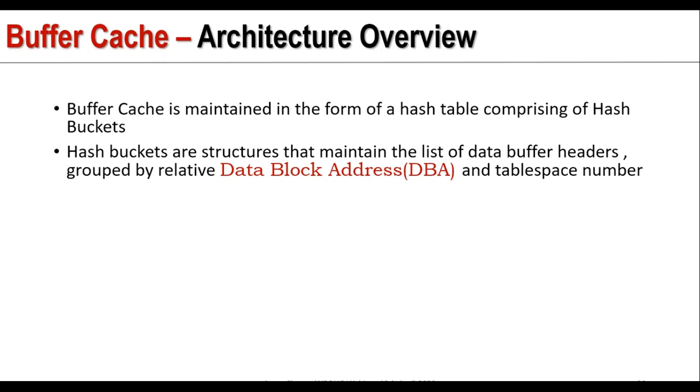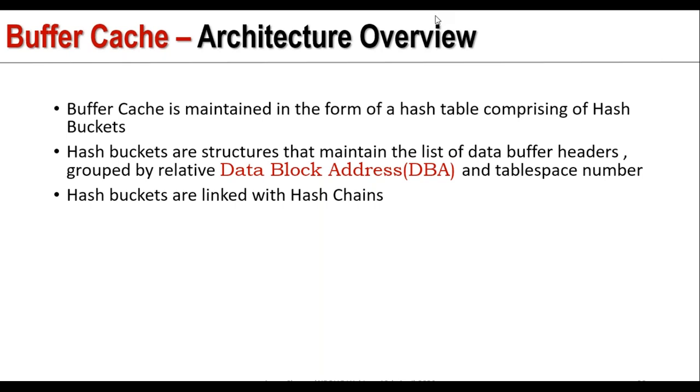Data block address is basically a 22-byte number, comprising two things inside: a tablespace number and a block number. So when you access a block, for that particular block a number is created, that is the DBA, and based upon that, the hashing is generated. Now, these numbers are maintained with the hashing, that means with a key value pair in the hash buckets. And within the hash buckets, they are hung using something called a hash chain.